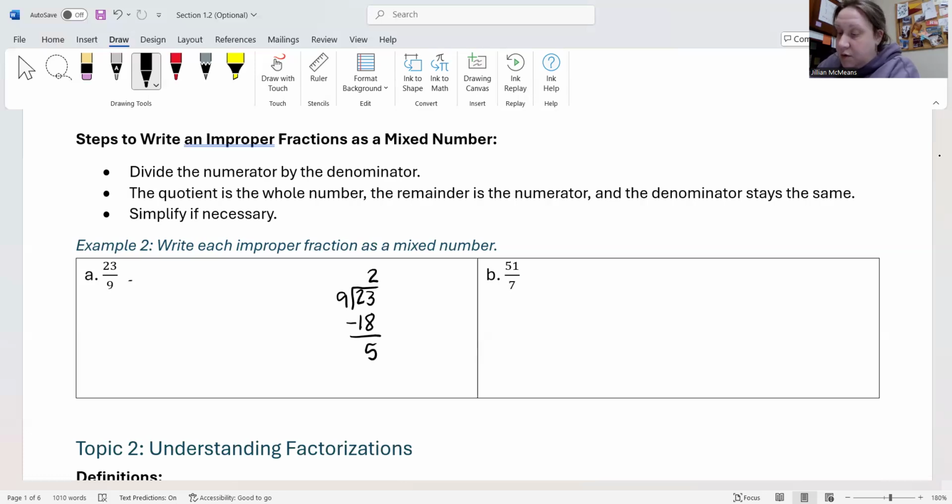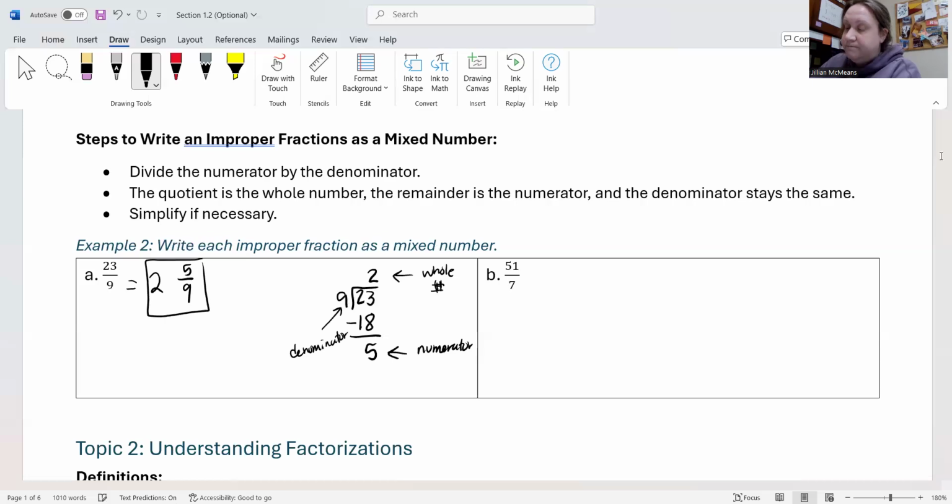Okay? So over here, I would get 2. This is the whole number. This is the numerator. This stays the denominator. So I'm going to get 2 and 5/9 left over. Okay? Pretty easy. It's not too bad. All right, let's try the next one.